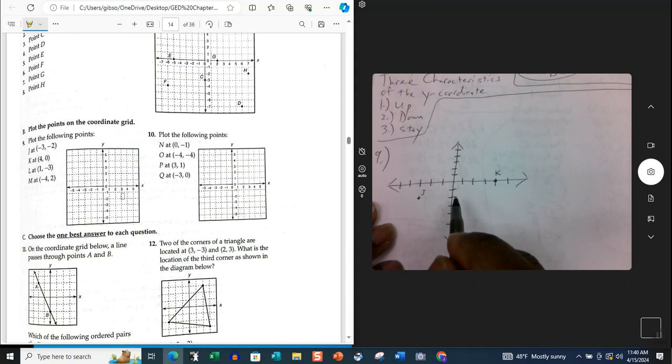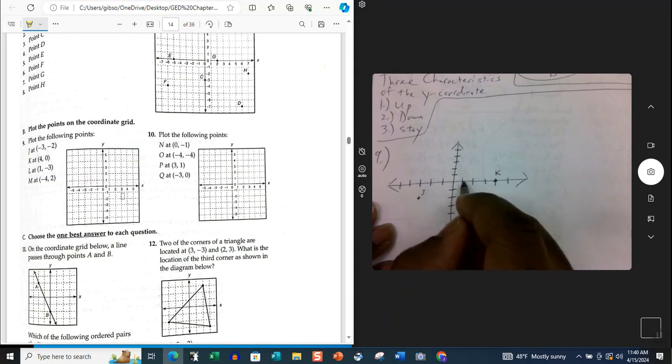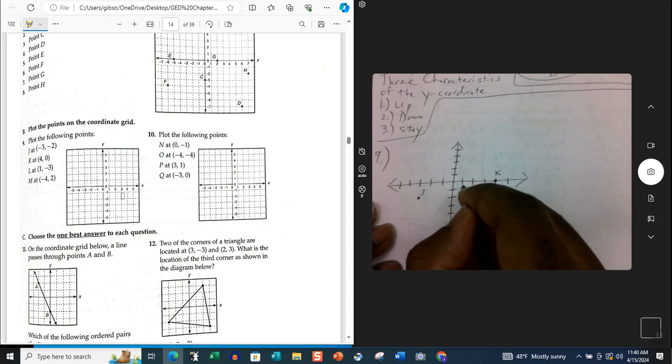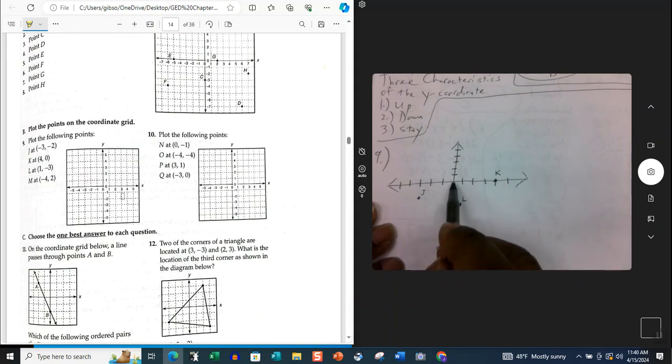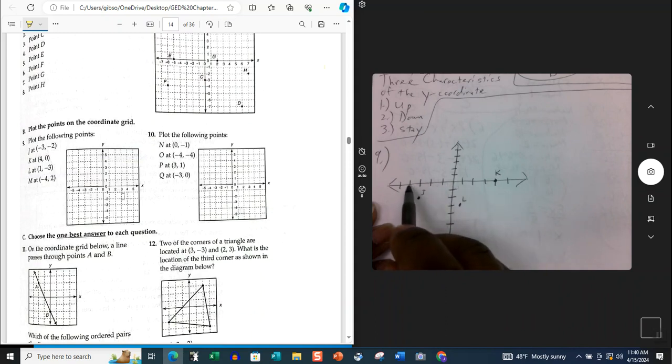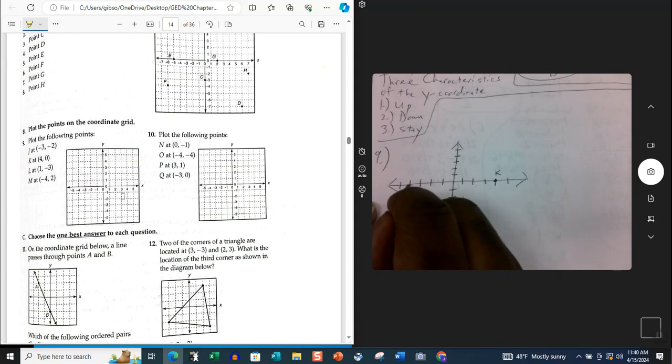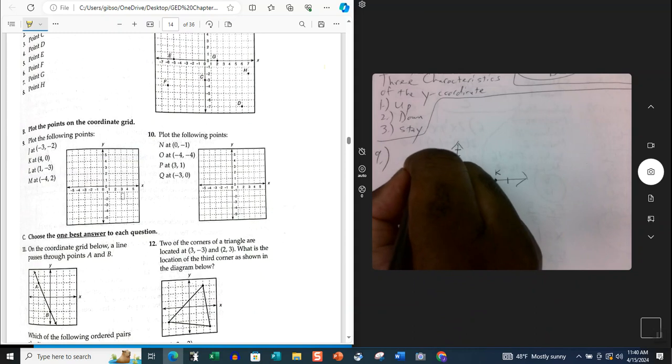Now we go to L. We go back to the origin. X is 1, and Y is -3, so we go down 3. And we plot our point here, and that would give us L. Now we go to M. We go back to the origin. X is -4. We'll go 1, 2, 3, 4 places to the left. And then Y is 2, so we'll go up 2. So that would give us M.